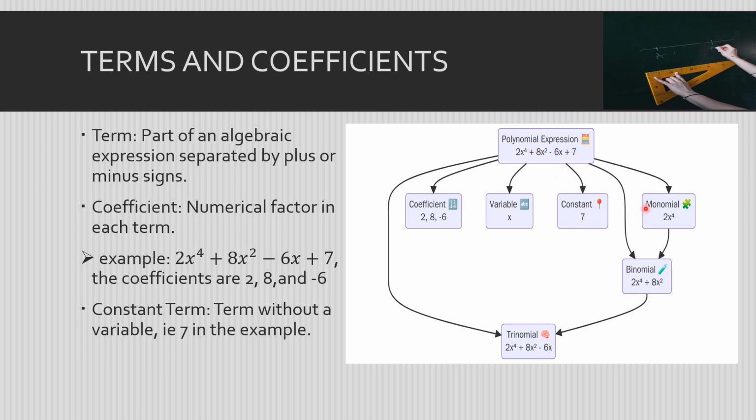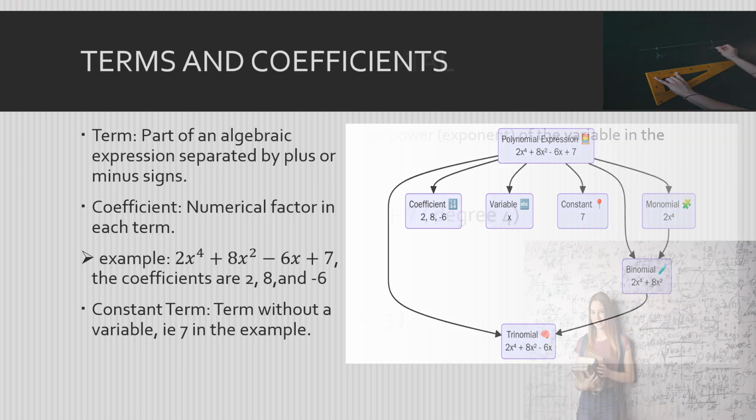Here we also have the monomial, which is 2x^4. If you take only the first term, we call it a monomial. When you combine two terms, you call it a binomial. When you combine three terms, you call it a trinomial, as you can see from this particular diagram. So we need to understand the terms and the coefficients in this study of polynomial expressions, and the terms will help us understand the concept in its best form.